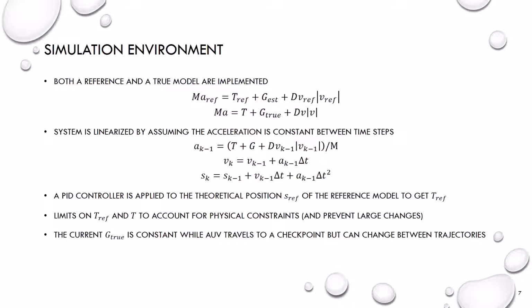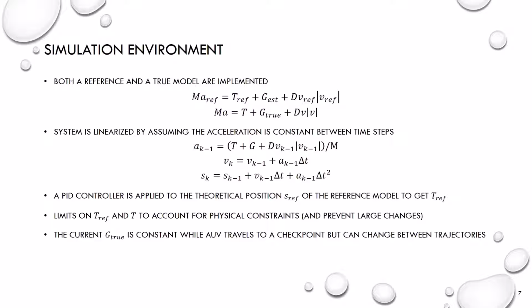This is done by assuming that the acceleration is constant during a time step and calculating the velocity and the position at the next time step using linear acceleration formulas. If the time step is small, this approximation becomes more accurate.